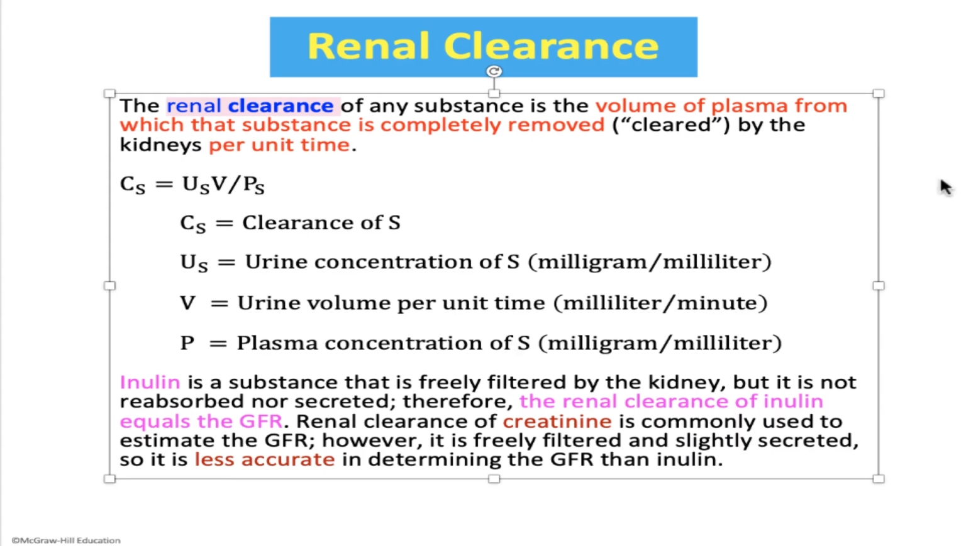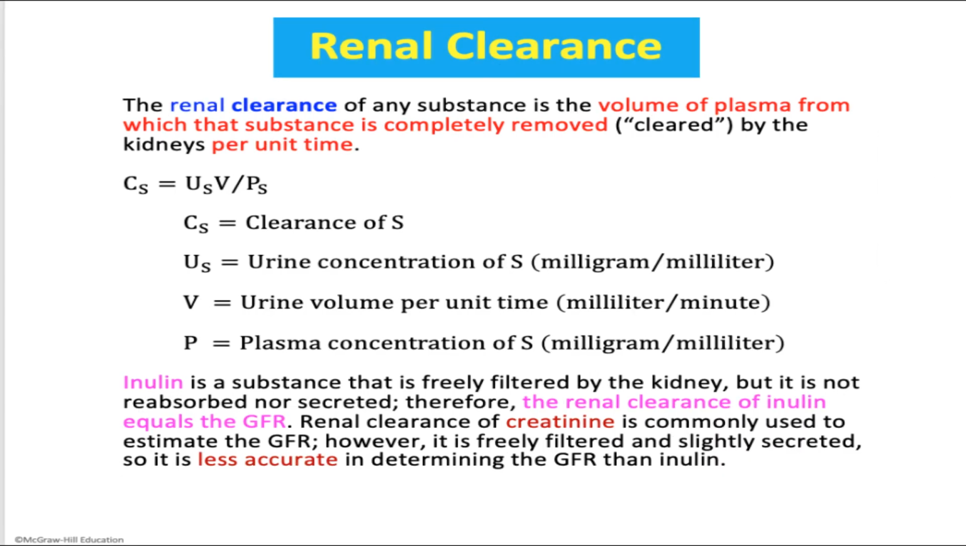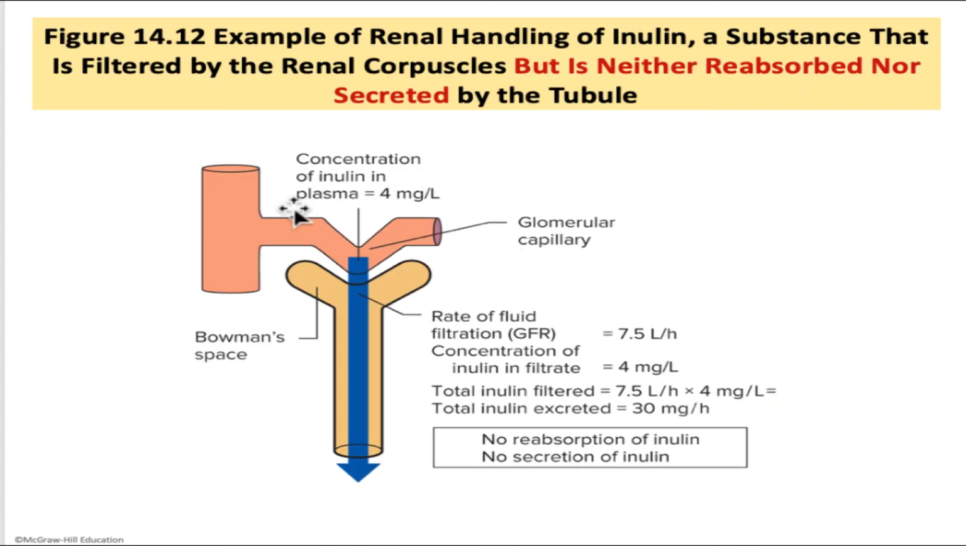The standard substance used by physiologists has been inulin, a form of dietary carbohydrate. Its important property is that it is freely filtered by the kidney, but is not reabsorbed nor secreted. So it's an ideal standard molecule. Therefore, the profile for inulin will look like this, where the only activity is filtration. There is no secretion or reabsorption.